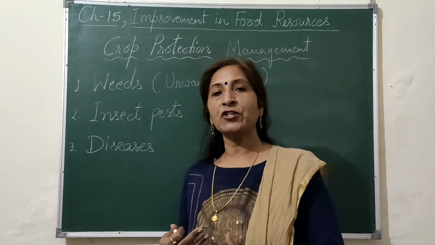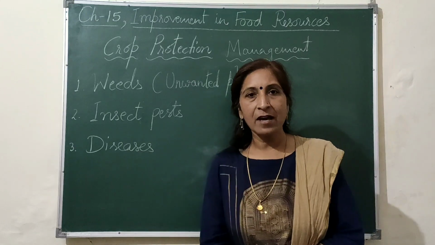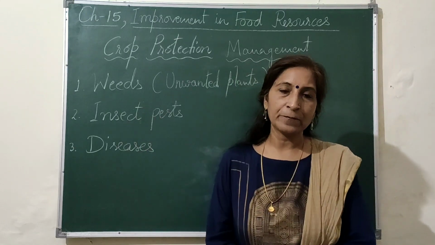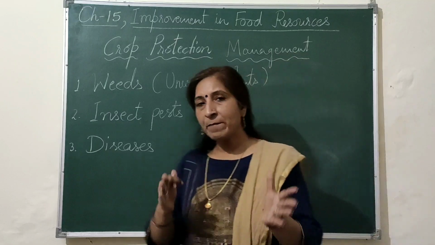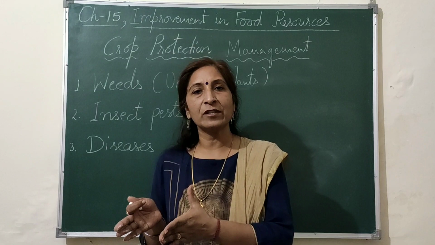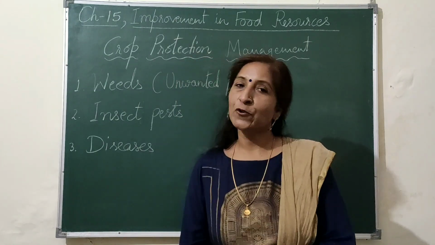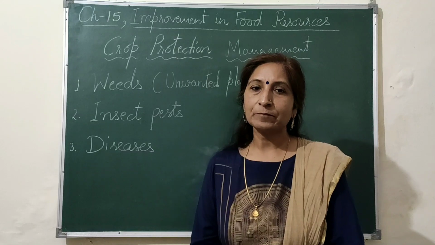Even by crop rotation also, we can check the entry of insects in our fields and the growth of weeds in our field. Farmers can also make some adjustment in the timing of growth of the crop, which should not match with the timing of growth of the weeds. So this is how crop protection can be done.